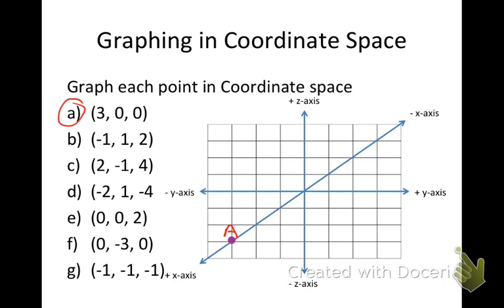What about B now? Negative 1, 1, 2. Let's look at negative 1. Am I going to go forward or backward? Backward. I'm going to go back 1. Right or left? Right 1. Up or down? Up 2. So I'm going to go up 2. If I look at it, B should give me a coordinate about right there.